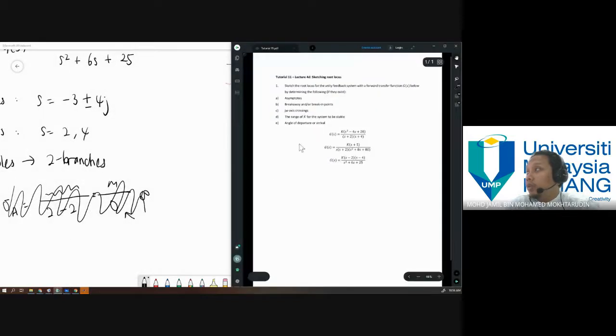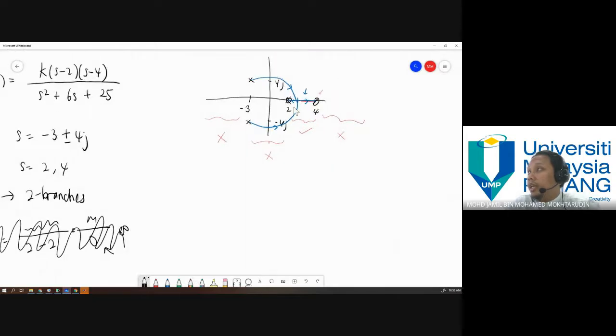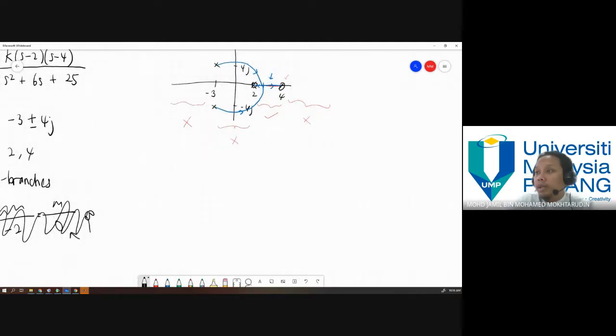And then we can determine the breakaway and break-in points. In this case, it's a break-in point, because the root locus breaks in: it starts from this pole and then breaks into the real axis. So we can find the break-in points.